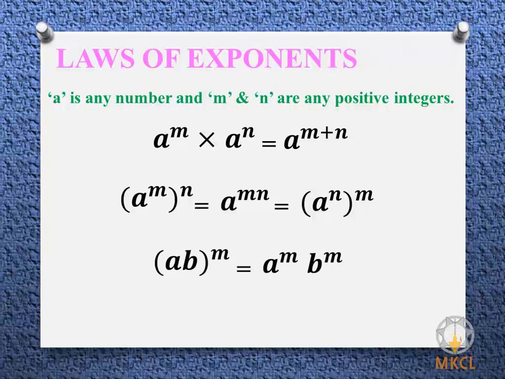The product AB raised to the power m is equal to a raised to the power m into b raised to the power m. A raised to the power n into b raised to the power n is equal to the product AB raised to the power n.